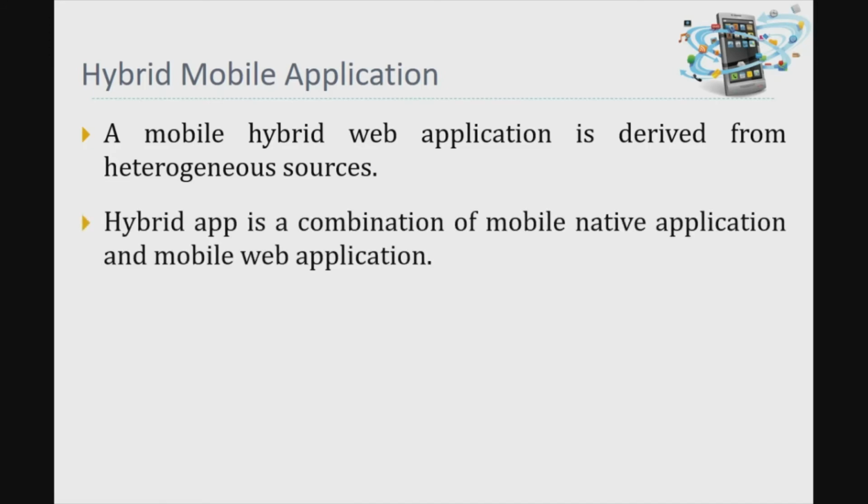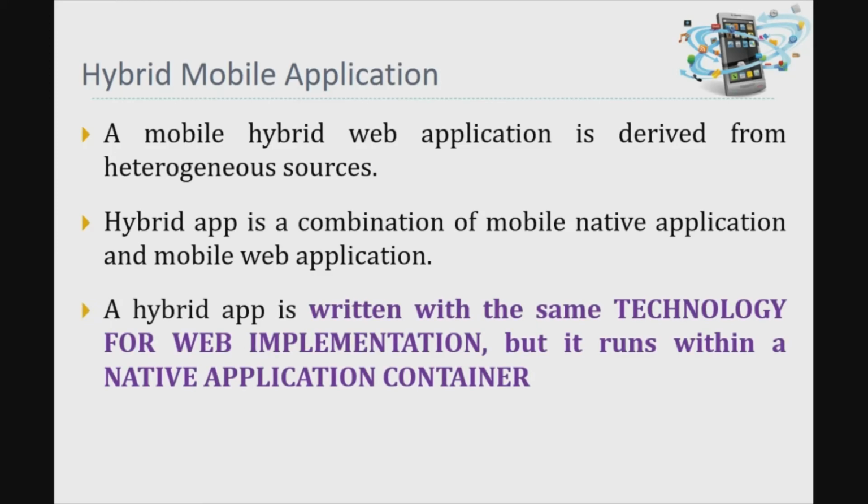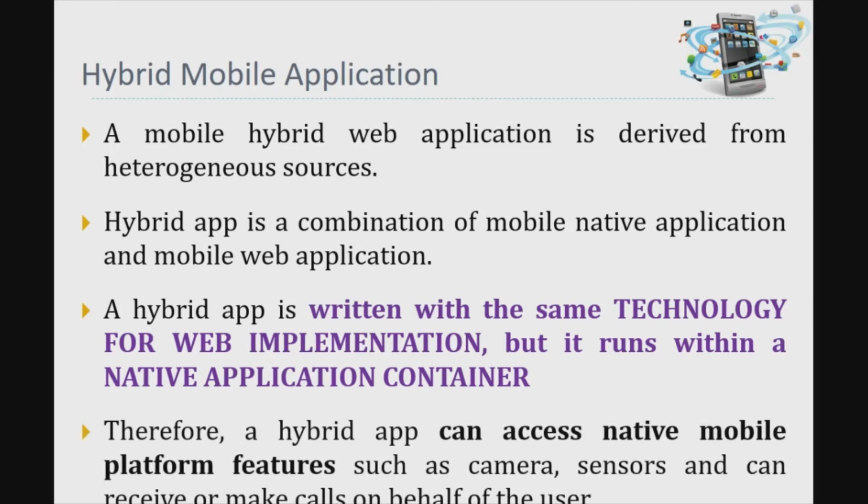So a hybrid app is a combination of mobile native application and mobile web application. We combine it to be hybrid. It is written in the same technology as the web implementation, but it runs within a native application container. Therefore, a hybrid application can access native mobile platform features such as camera and sensors, and can receive or make calls on behalf of the user.